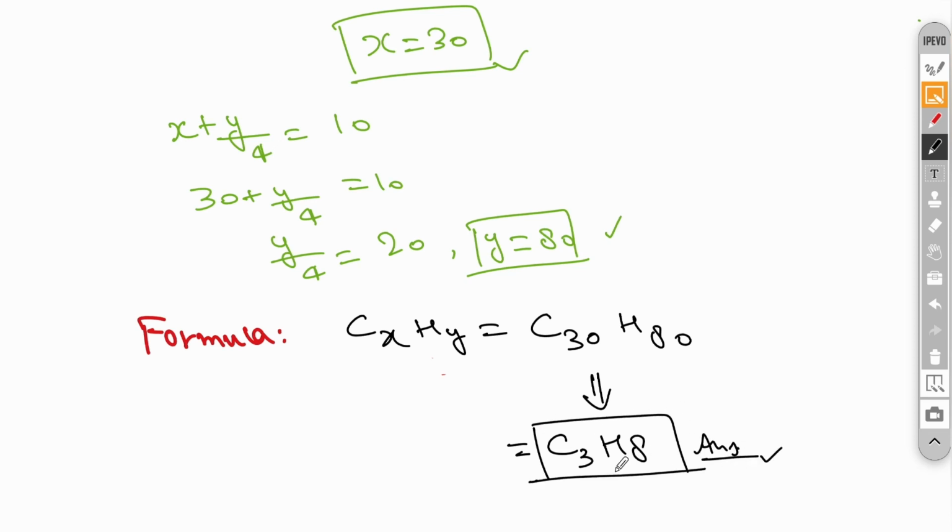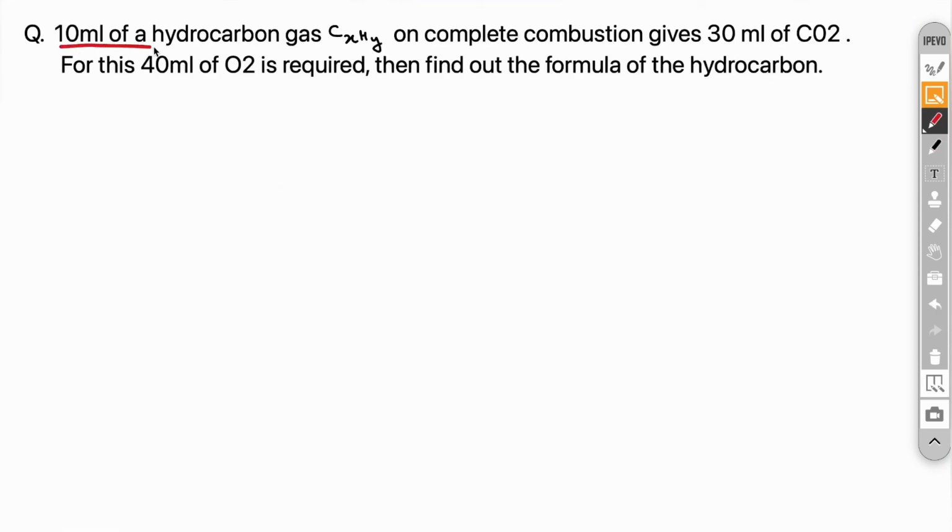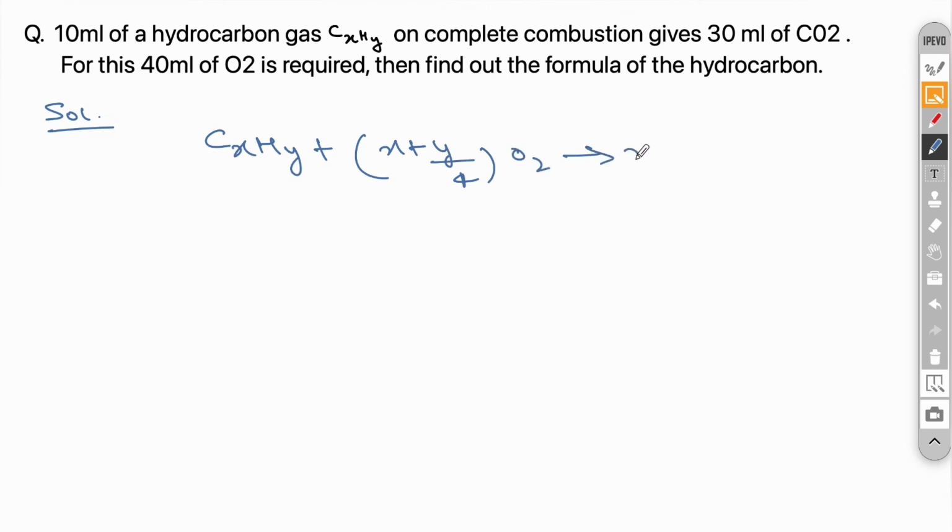Now moving further, we'll solve another problem. Here 10 ml of hydrocarbon gas CXH5 on complete combustion gives 30 ml of CO2. For this 40 ml of O2 is required. Find out the formula for hydrocarbon. So we'll simply write CXHY plus X plus Y by 4 of O2, giving us XCO2 plus Y by 2 of H2O, right?